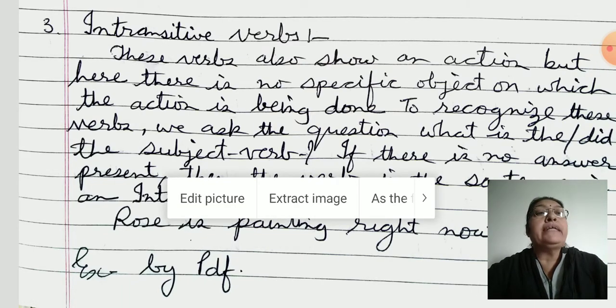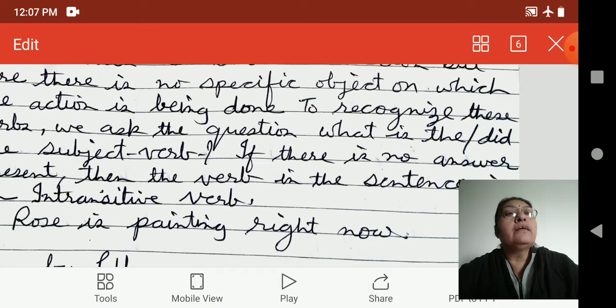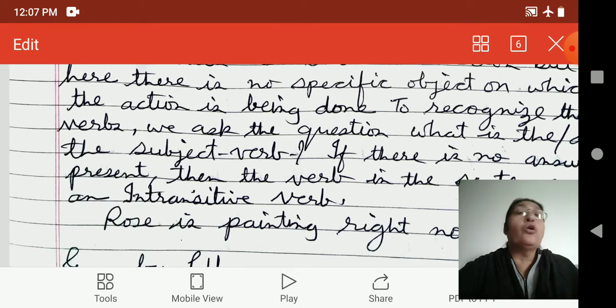Rose is painting right now, but we don't know what Rose is painting, which thing is being painted by Rose. So it's called intransitive verb. Whenever they give an object, it's a transitive verb, and if they did not identify the object, it is intransitive.